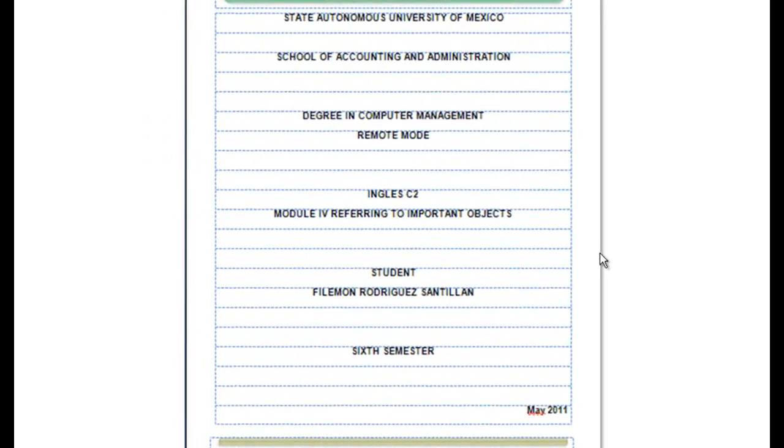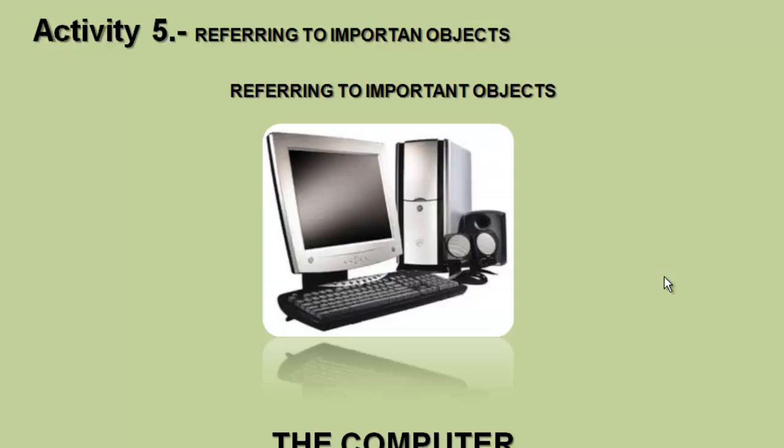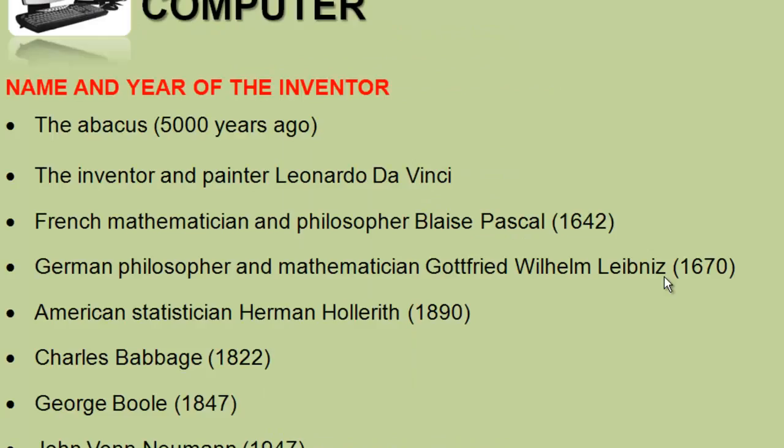This activity is to talk of objects, inventions, famous places, and characters of the 20th century. Activity 5. Referring to important objects. The computer. Name and year of the inventor. The abacus. 5,000 years ago.